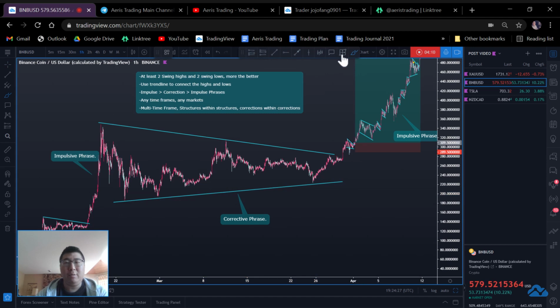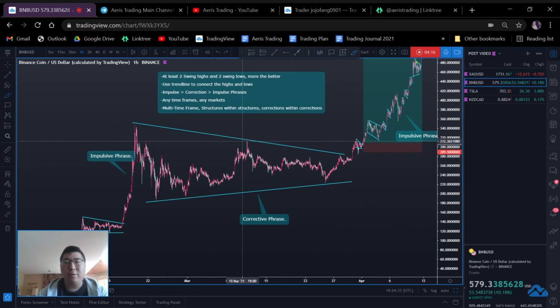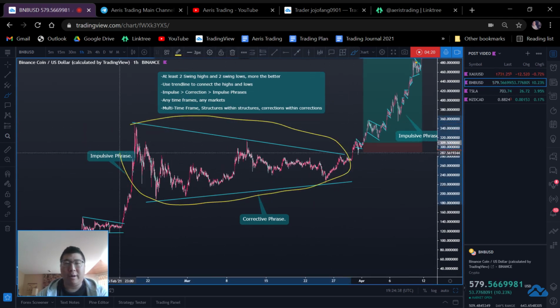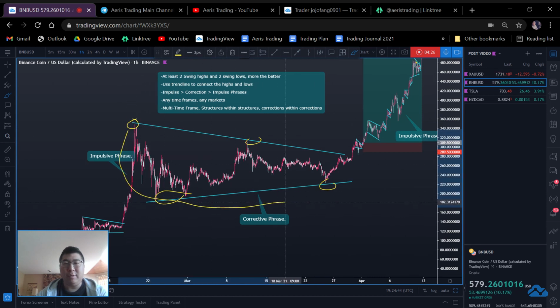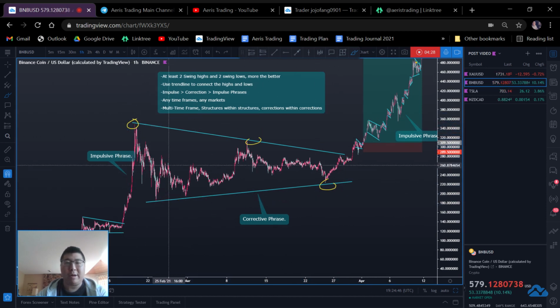Keeping your risk low and keeping your reward big is going to help you in the long run. So, how do you define that the correction is finished? Well, we notice that there's a higher time frame, larger structure in the making. There are already a few swing highs and a few swing lows. So that is already a first sign that this correction can finish.